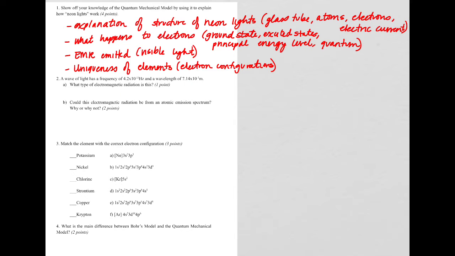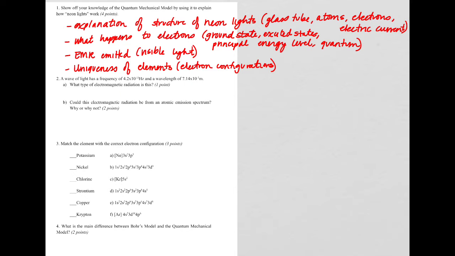So I was really looking for you to talk about principal energy levels and that amount of energy being a quantum to go from one to the other, to show that you understood how the quantum mechanical model was incorporated into neon lights.